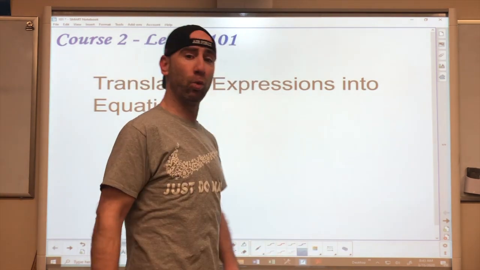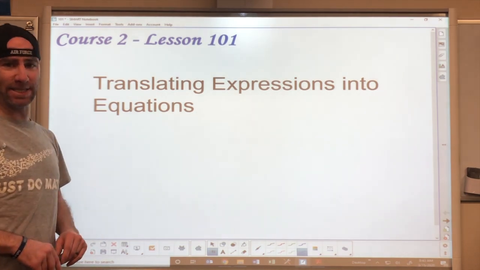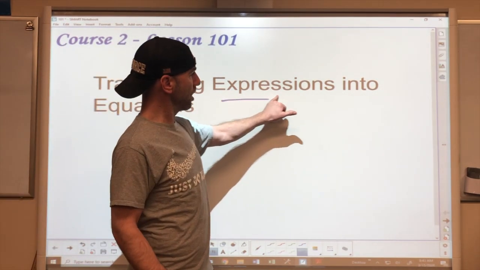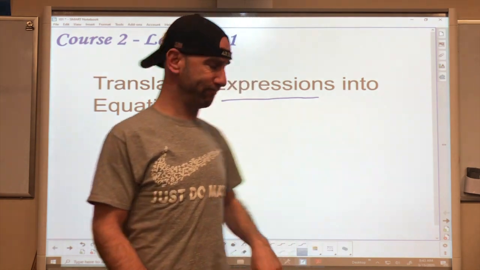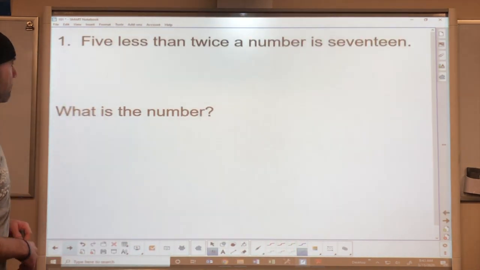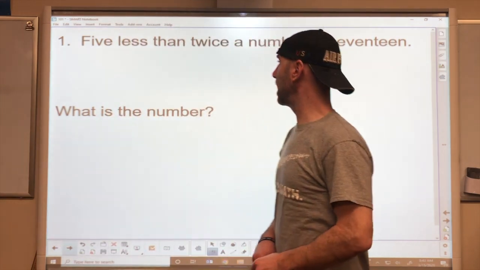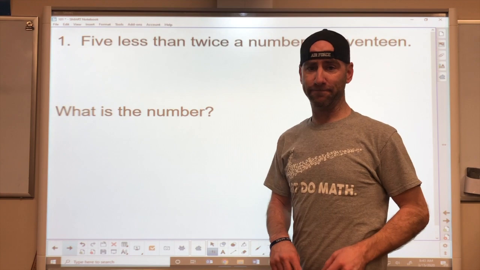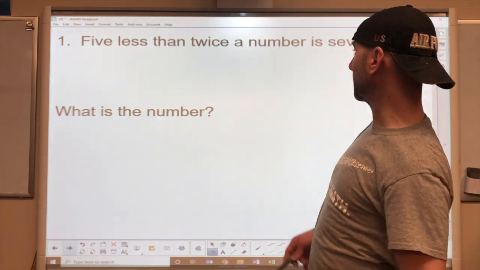We've got lesson 101: Translating expressions into equations. This word here, you can think of a sentence. So we're taking a sentence and then converting it into an equation. Okay, number one: 5 less than twice a number is 17. 5 less than twice a number is 17.